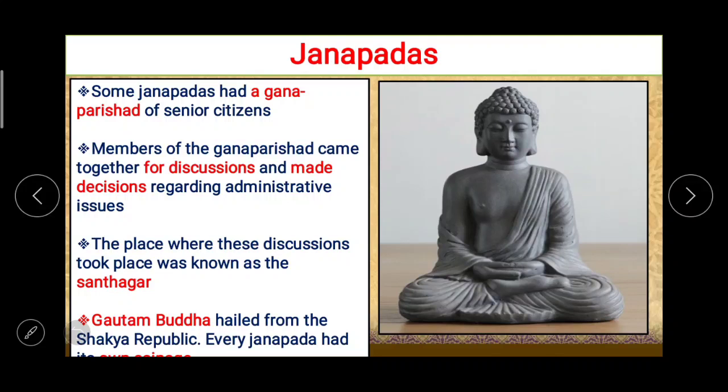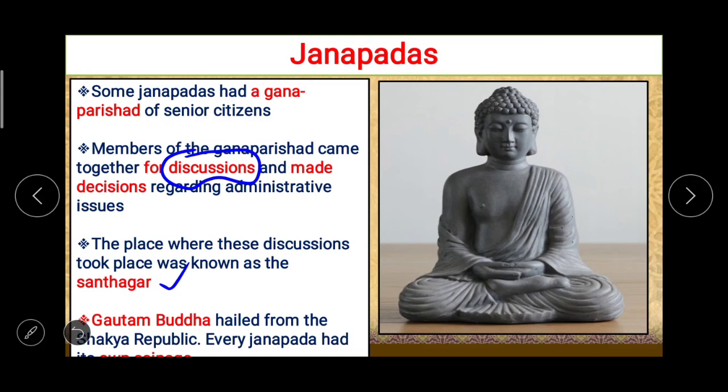Members of the Gana Parishad came together for discussion if there is any issue, or to run anything for the people, and made decisions regarding administrative issues. And this is what the Gana Parishad is all about. The senior citizens there used to gather, sit together, discuss, and by discussing make decisions. The place where the discussions took place was known as the Santhagar.